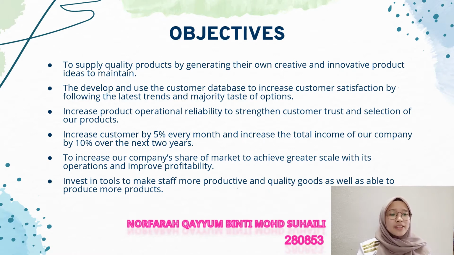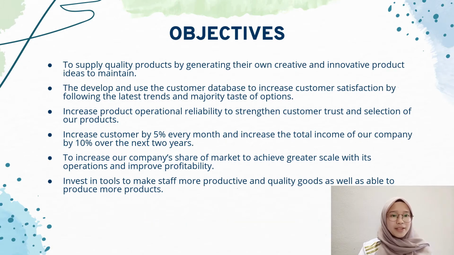Next, increase customers by 5% every month and increase the total income of our company by 10% over the next 2 years. Increasing the profitability of our company will show that our products are the customer's choice. Fifth, to increase our company's share of market and achieve greater scale with operation and improve profitability. This will show the progress of the company and also help achieve the vision of our company. Lastly, invest in tools to make staff more productive and quality good, as well as able to produce more products. The more products our company produces, the more profitable it can be.